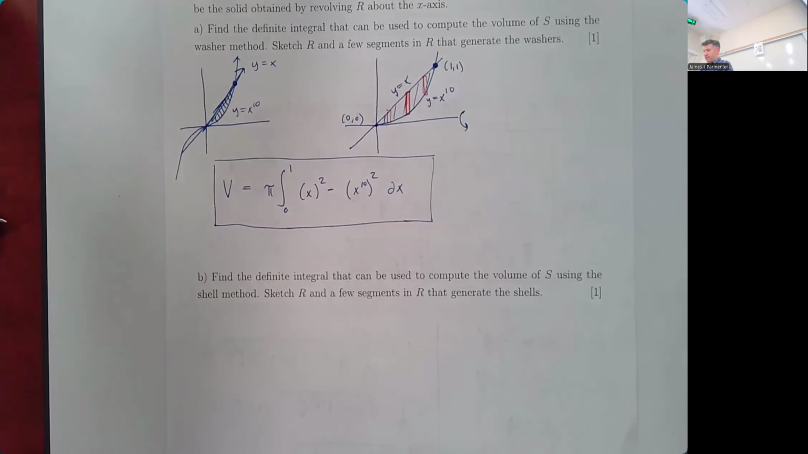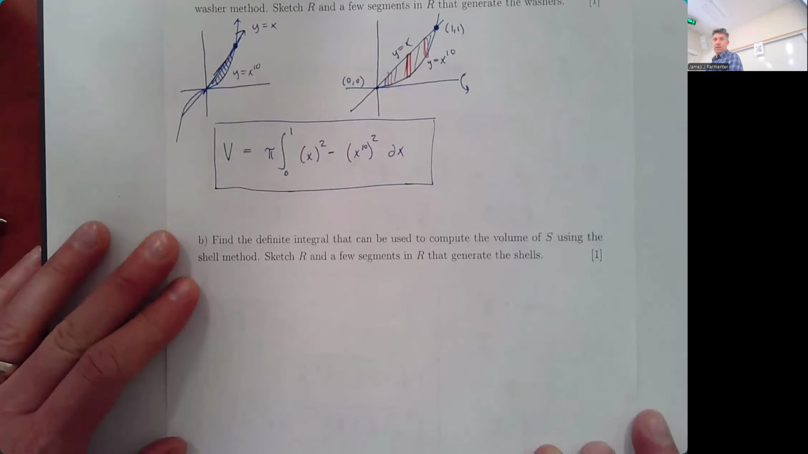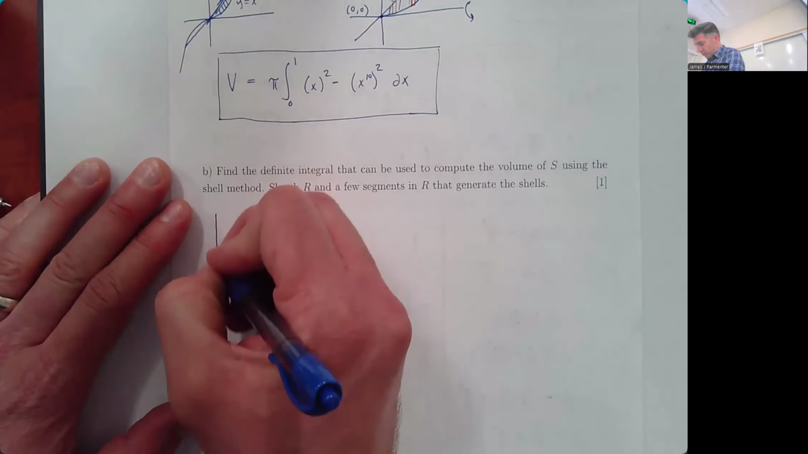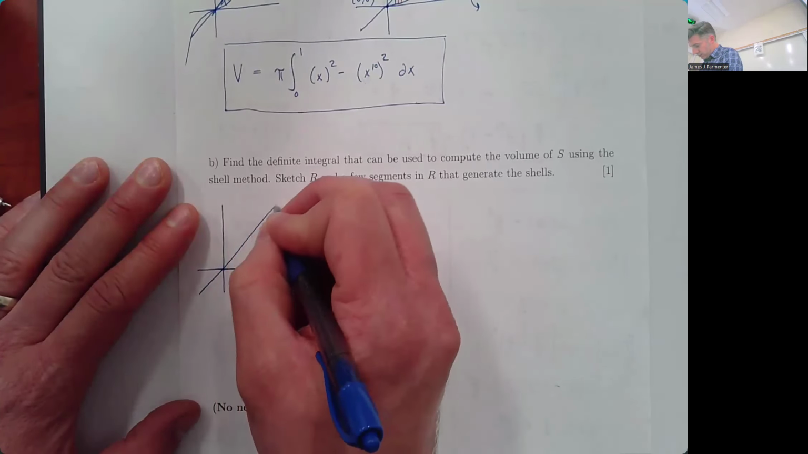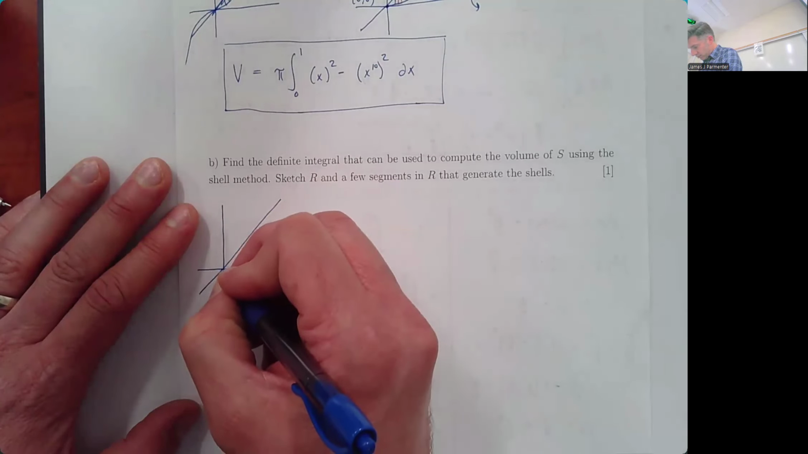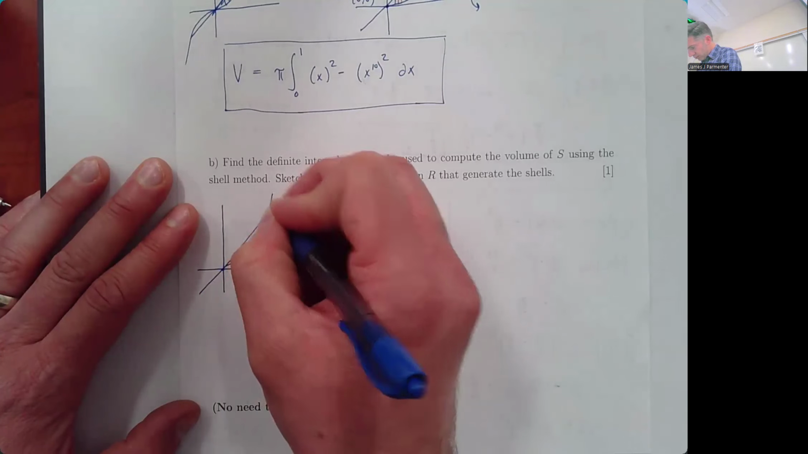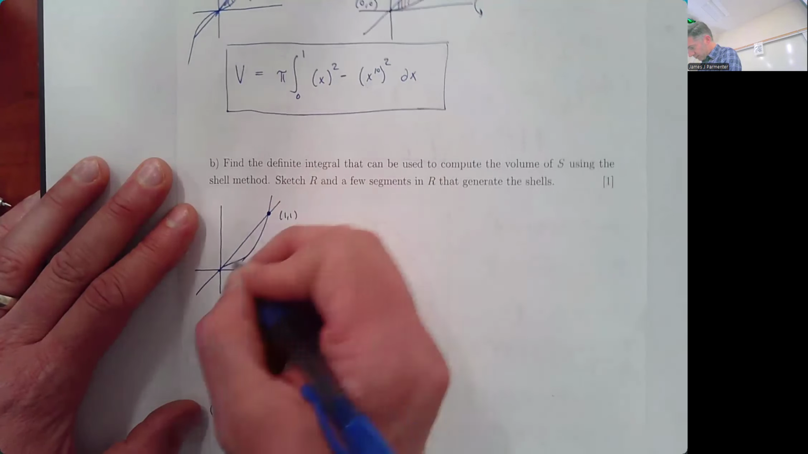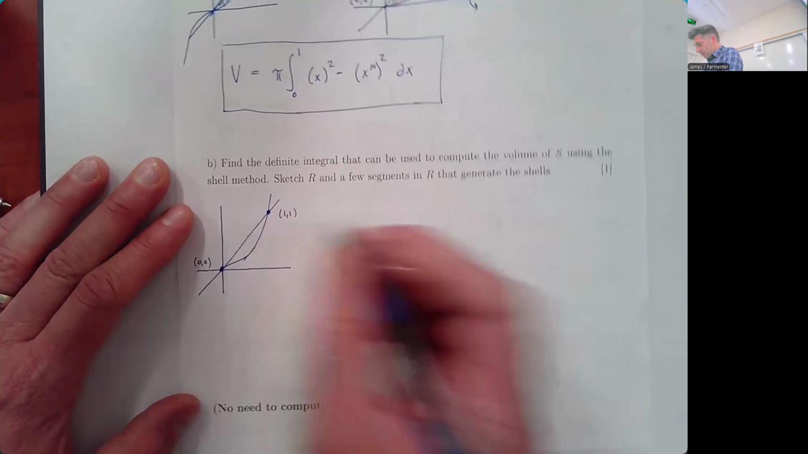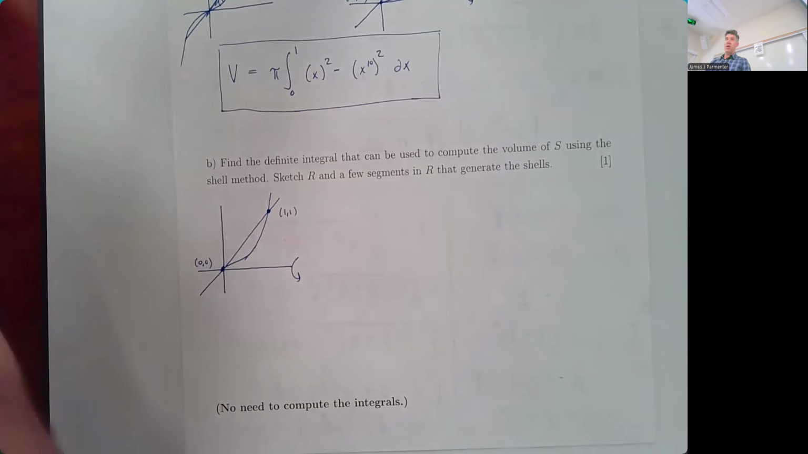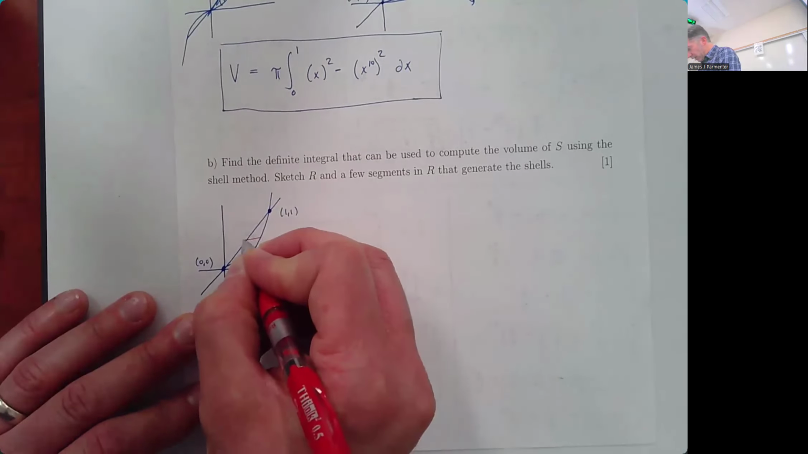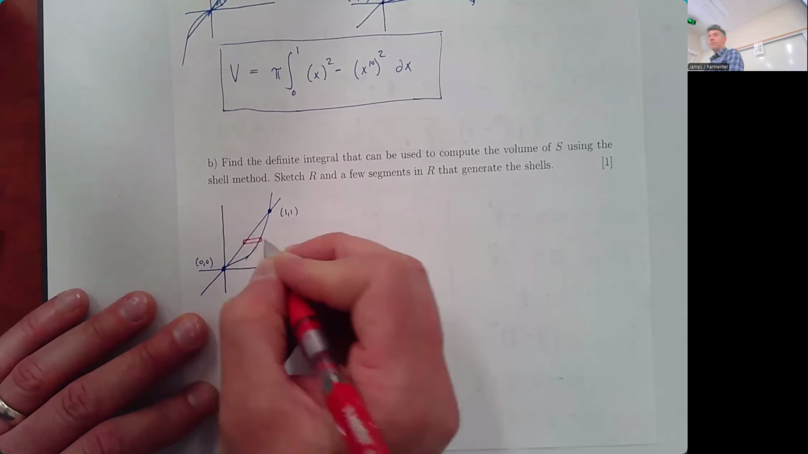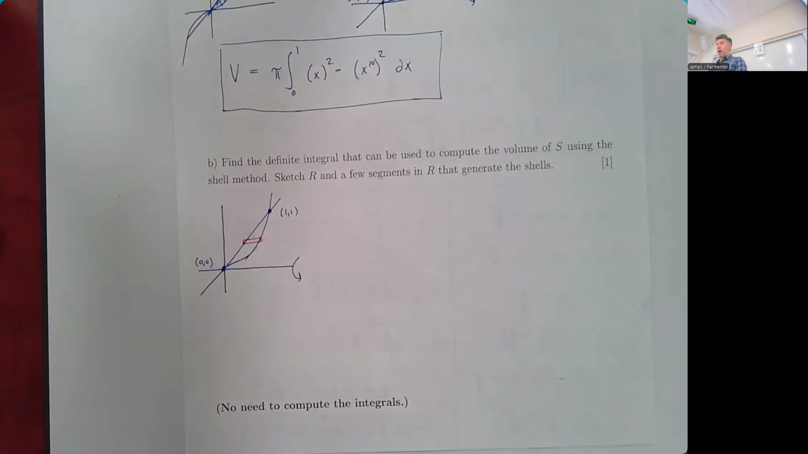And then, of course, we're being asked to do it using shells. So same kind of deal. We're going to draw the same region. But now, we're still going around the x-axis and we want to use the shell method. Now our strips or segments have to be parallel to the axis of rotation. Which means we're going to be using dy for sure.